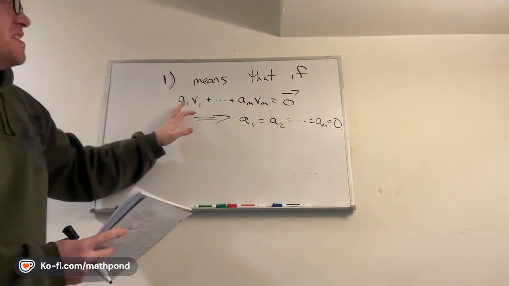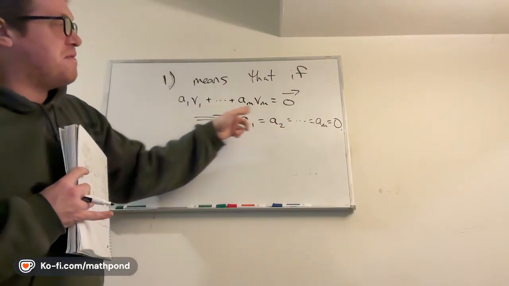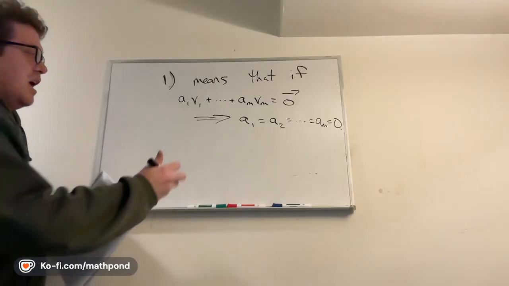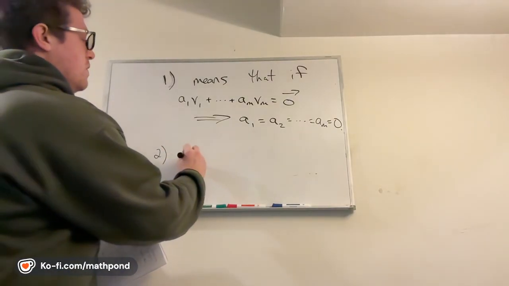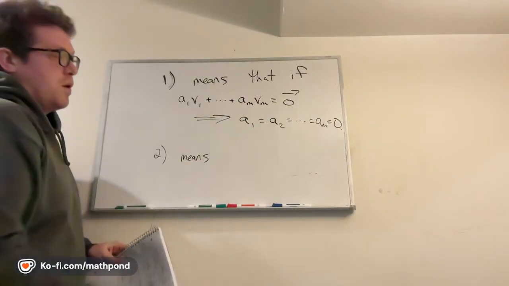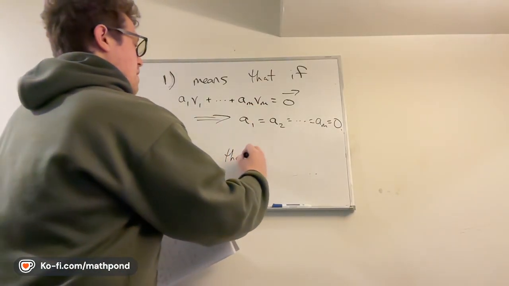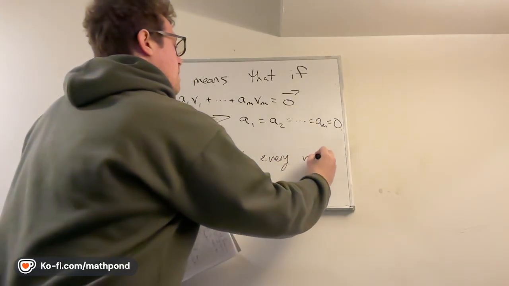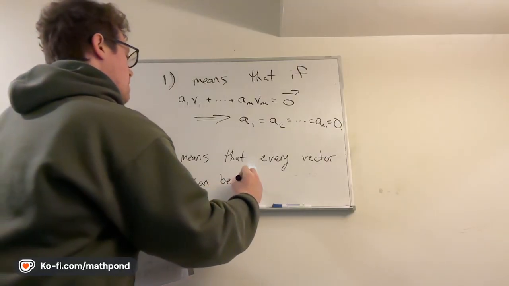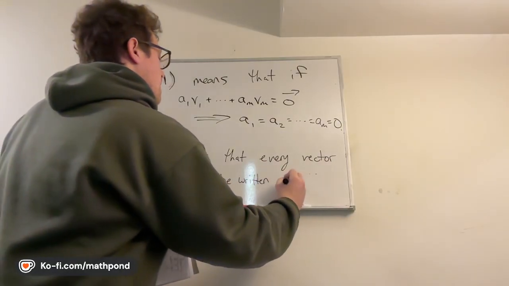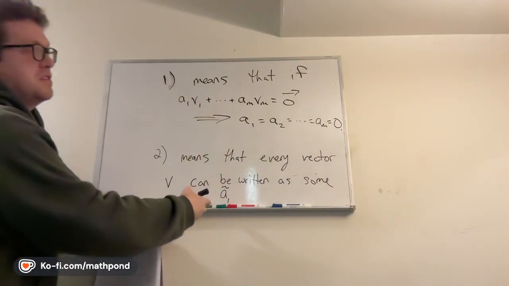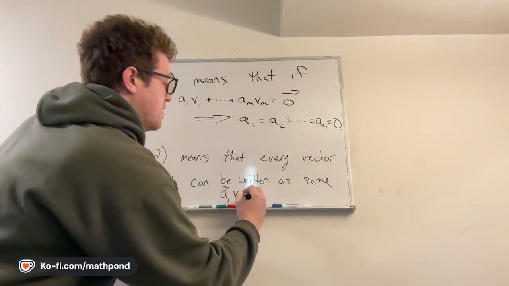So linear independence means, or you could think of it as, the coordinate vector of the 0 vector is uniquely all zeros. That's another way of thinking of it. And the second one, the spanning set, means that every vector has some coordinates. It can be written as some linear combination with coefficients a1 tilde, and so on. I'll write tilde since it's not necessarily the same one as this.